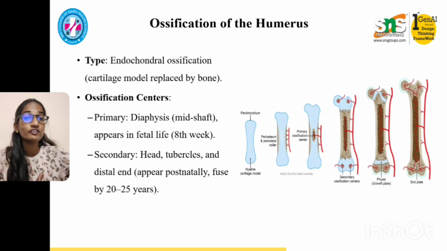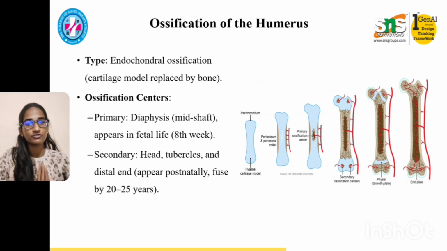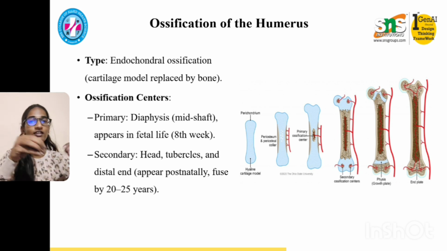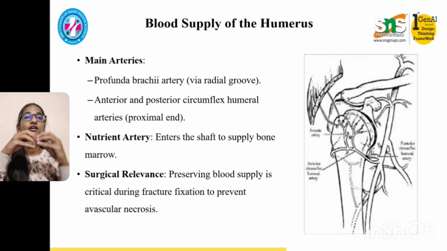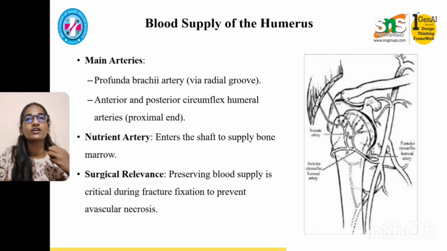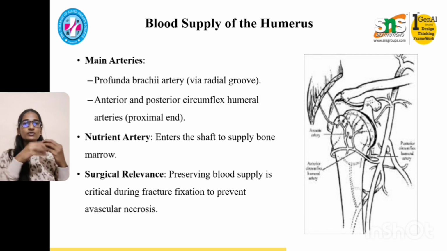In this session, we will be continuing with the ossification of humerus. So, especially in blood supply, I forgot to tell that the humerus gets blood from profunda brachii artery, which runs with the radial nerve in the radial groove. And also we have circumflex humeral arteries which feed the head. And also we have nutrient arteries which supply marrow in the shaft.